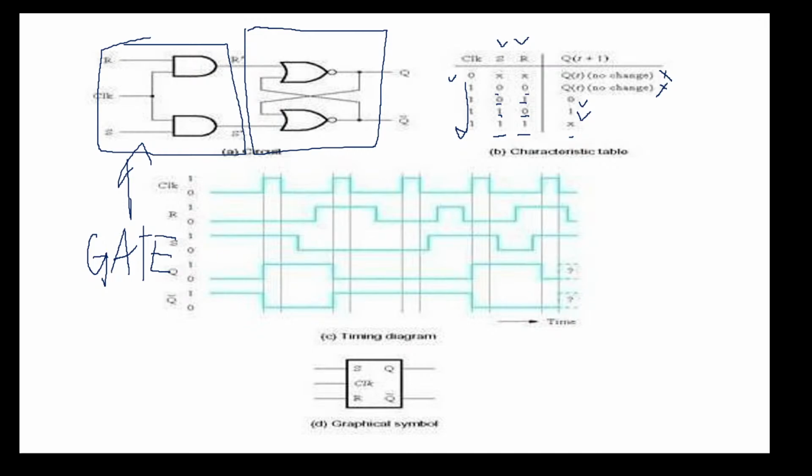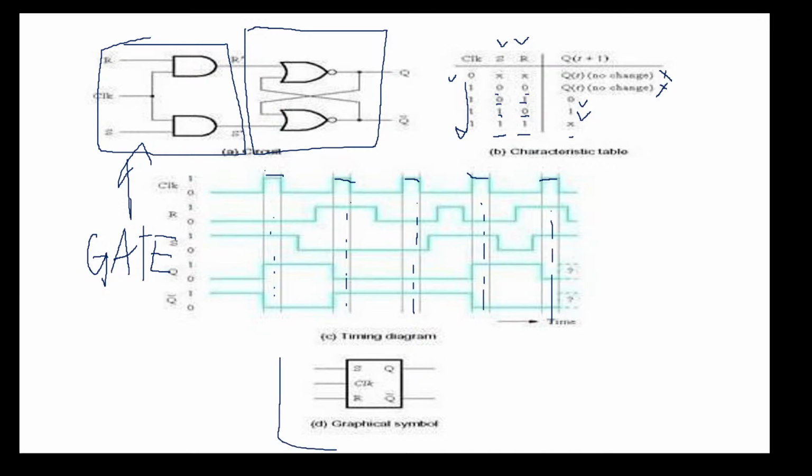Right, so this is a very simple timing diagram, in which we can see that whenever the clock value is 1, there is some change in the circuit. That means we can make some change in the circuit. That means the input is making some change in the circuit.